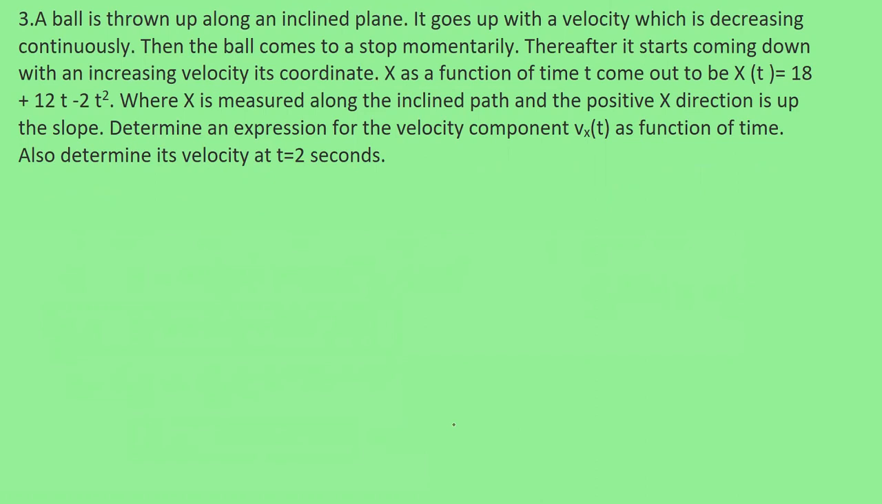Its coordinate x as a function of time t comes out to be x(t) = 18 + 12t - 2t², where x is measured along the inclined path and the positive x direction is up the slope. Determine the expression for the velocity component along x, right? Determine the velocity at t = 2 seconds, right?